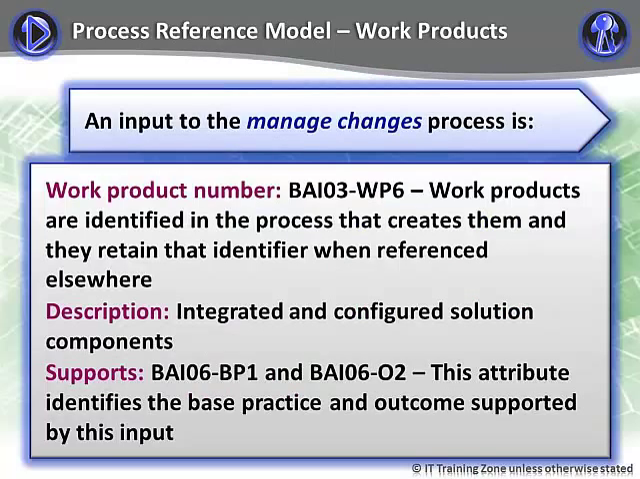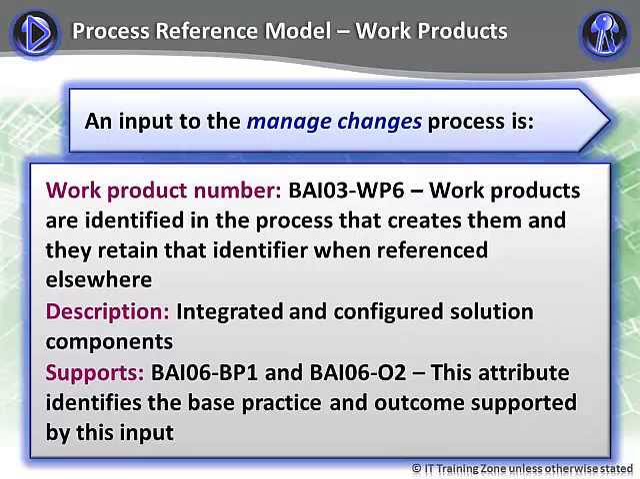Next, we'll look at the work products that are inputs to the process. The Process Reference Model assigns an identifier to each input, describes it, and documents what aspect of the process it supports. Work Product Number BAI 03 WP6.